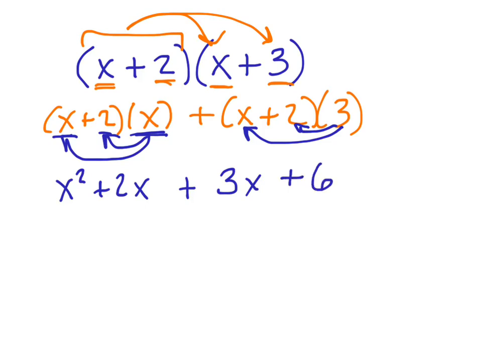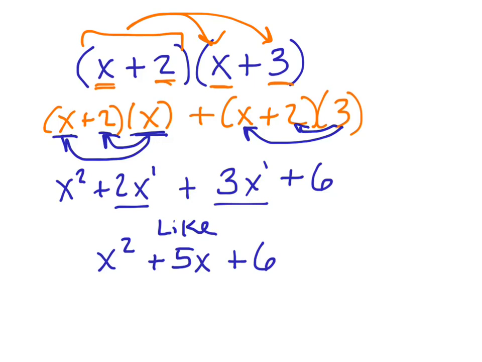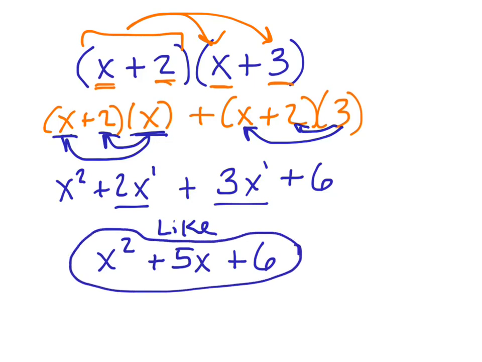And then finally I have two terms here which are like terms. They have the same variable, and that variable has the same exponent. It's understood that these are x's to the first power, so those are like terms. So I can add those, and I've got x squared, and then 2x plus 3x is 5x altogether, and then plus 6. So this would be the final answer if the problem were to multiply these two binomials.